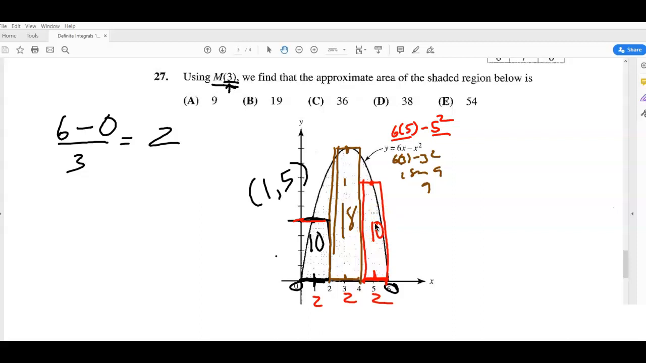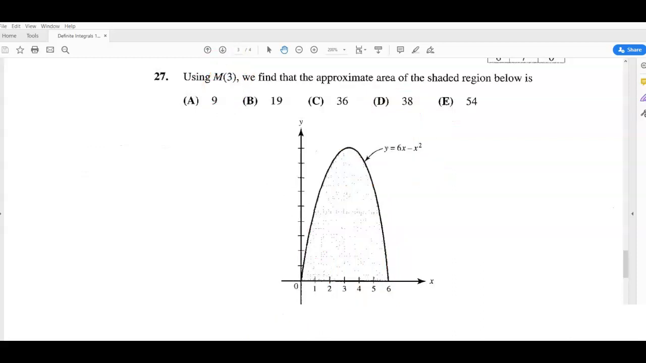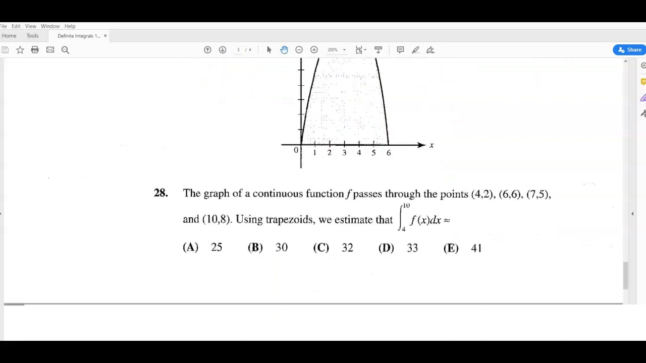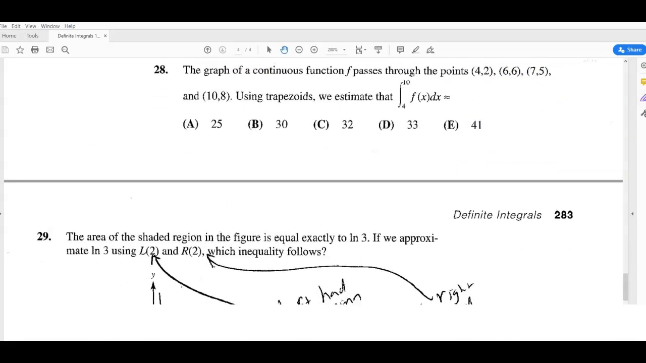So the three areas I have are 10, 10, and 18, which is going to leave me with 38. Final answer? So there you go. There's your midpoint sum. So this means find a midpoint sum using 3 subintervals. All right, next one.